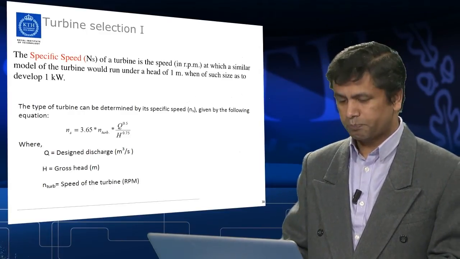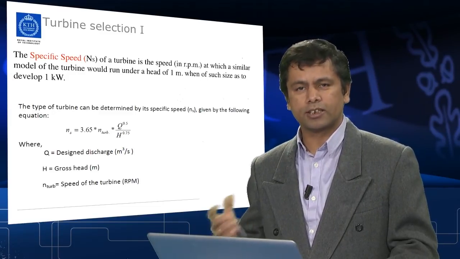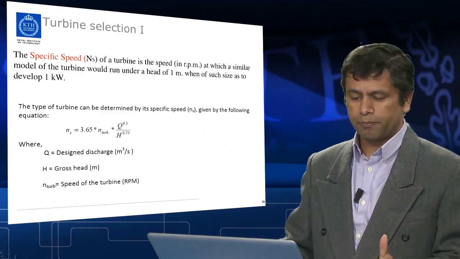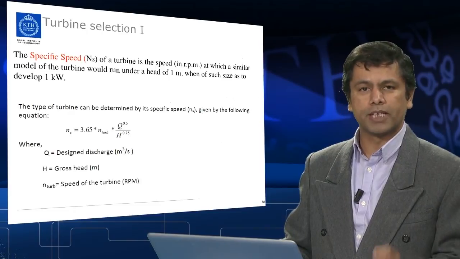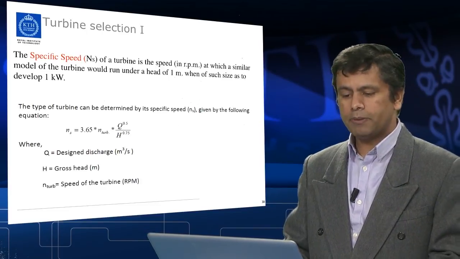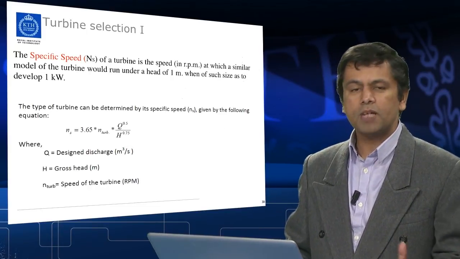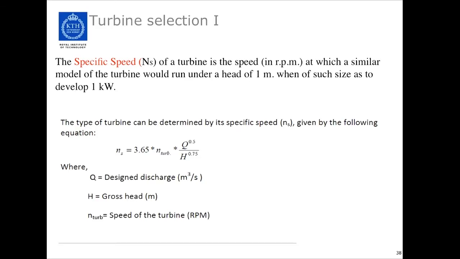but for the small scale range, and that is, the cross flow turbine is used in micro hydro for that range. But specifically, when you want to design and select a turbine, there is a specific terminology called specific speed, and that determines which turbine to select. The specific speed of a turbine is the speed at which a similar model of turbine, when it runs at a 1 meter head, and develops 1 kilowatt, that speed is called specific speed.